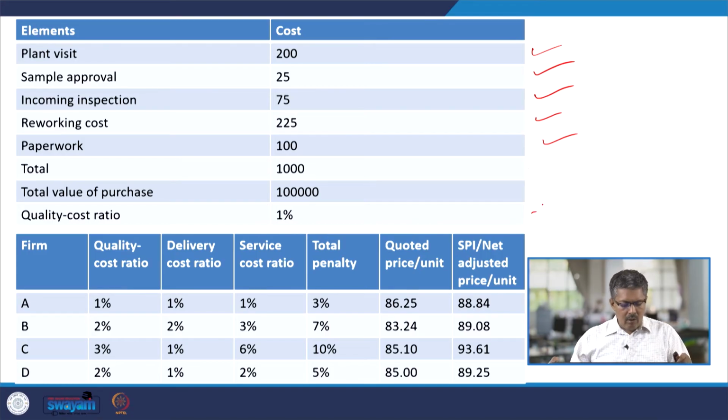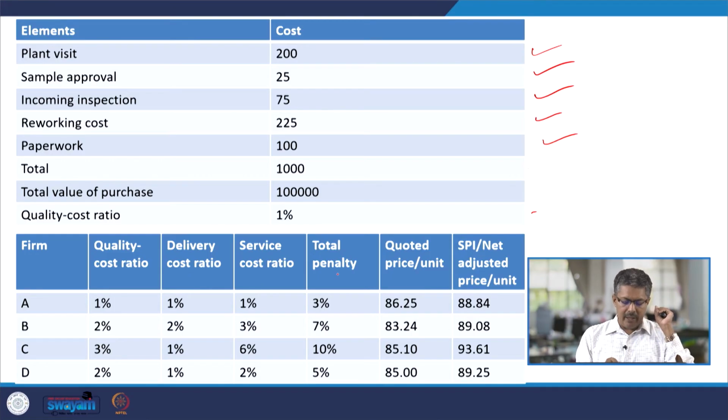Now, let us look at 4 firms A, B, C and D. Let us say the quality cost ratio, we have found out is 1%, 2%, 3% and 2%. Similarly, you can find delivery cost ratio, the elements will change here, the score you have to give, whatever the cost you are bearing. So, delivery cost, service cost you can find out. Now, you have also calculated this one is given to you.